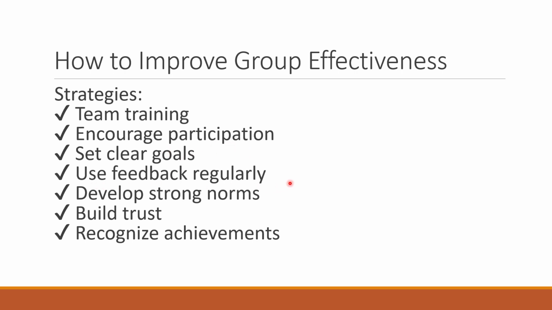We can use some feedback mechanism regularly, because feedback helps to correct mistakes early, even if there were any. Then we also develop strong norms. Everyone knows the rules about punctuality, communication, and ethics that help them build their group. Then they are able to build trust among each other. There is mutual trust because everyone knows what they are supposed to do. And finally, they recognize the achievements of each other and the group as a whole.